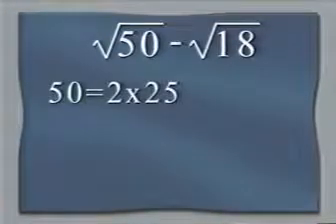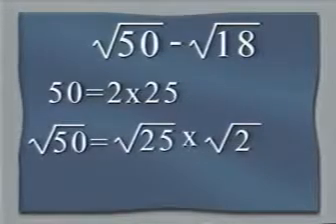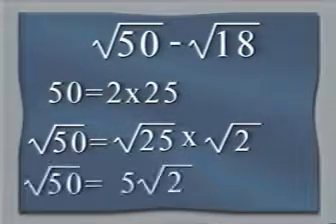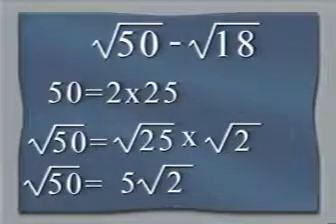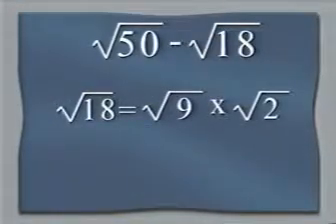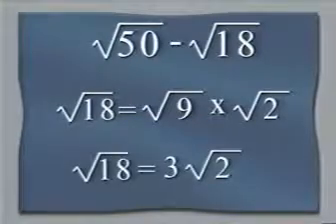25 times 2. And the square root of 50, therefore, is the square root of 25 times the square root of 2, and the square root of 25 is 5. So the square root of 50 can be written as 5 times the square root of 2. Similarly, the square root of 18 is equal to the square root of 9 times the square root of 2, which is 3 times the square root of 2.